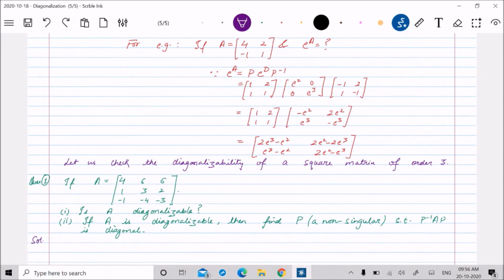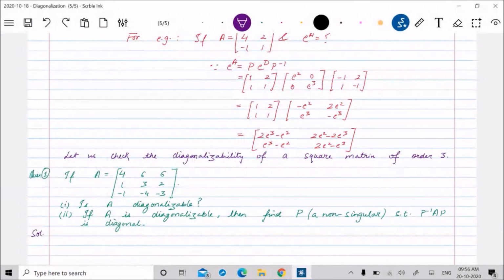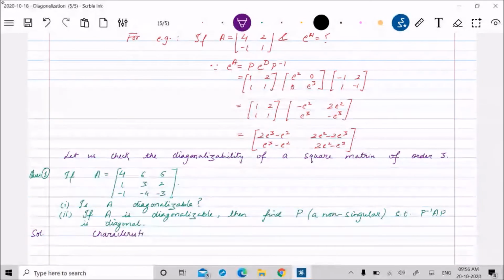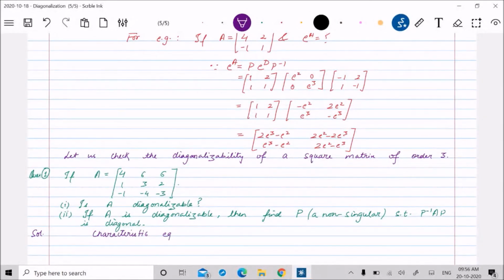But of course, since we have only 4 minutes, this question will be completed in the next session, right? But I will try to prove the first part as soon as possible. So I will write the characteristic equation of matrix A, and that is this beautiful formula: determinant of A minus lambda I equal to 0.